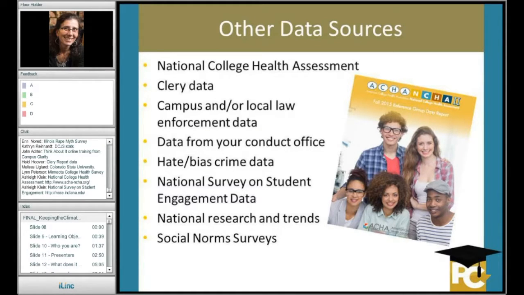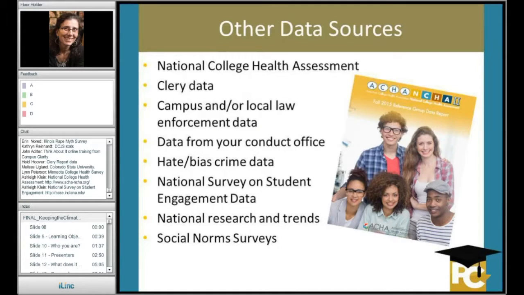Clearly there's national research being done in general on campus populations or trends. Some campuses use social norm surveys. If you haven't looked at any of these other data sources or thought to look at them, I would really encourage you to think about it.